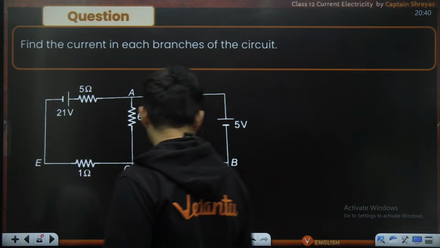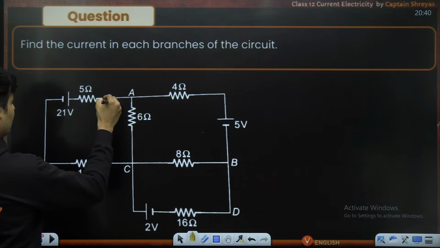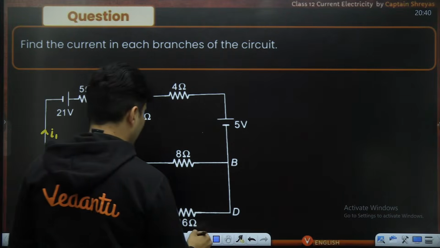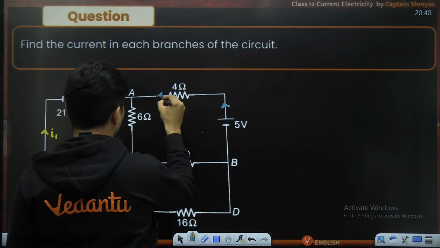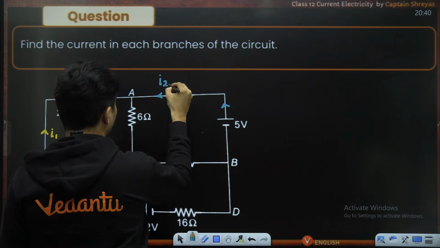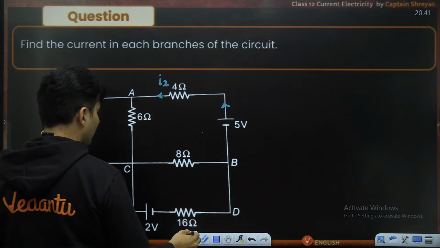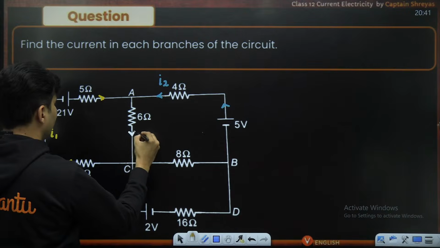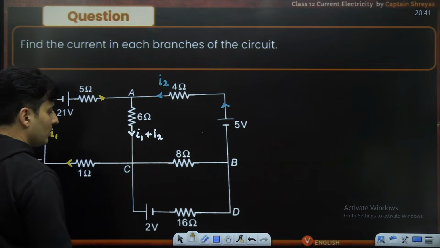Okay, so no other option but to start assuming the currents one by one. Let us say some current is going over here like this. Let me call that current I1. And let us just say some current is going over here like this. Let's say I call it I2. Now these both currents will add up together over here, I1 and I2, and this current will be obviously I1 plus I2. Yeah, kind of makes sense over here.